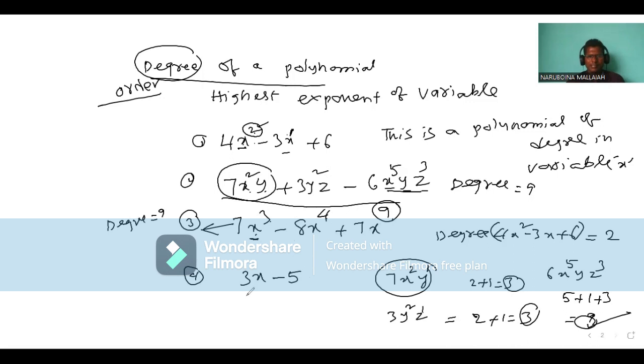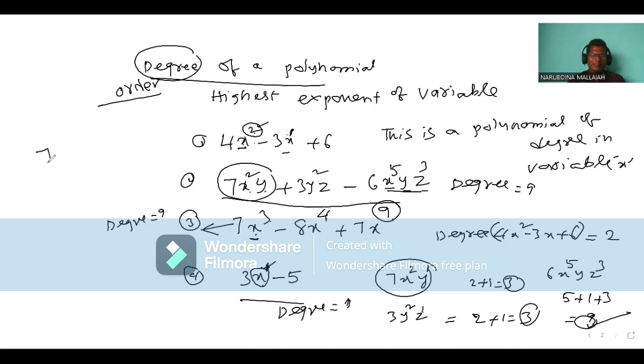Now see here, one variable is there, one variable x, its degree is 1. Here on x, we have to write 1. If there is no number, it means there is 1. One x is present, so that's why we write 1.